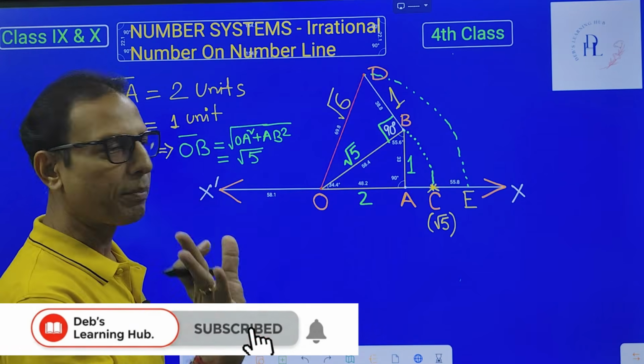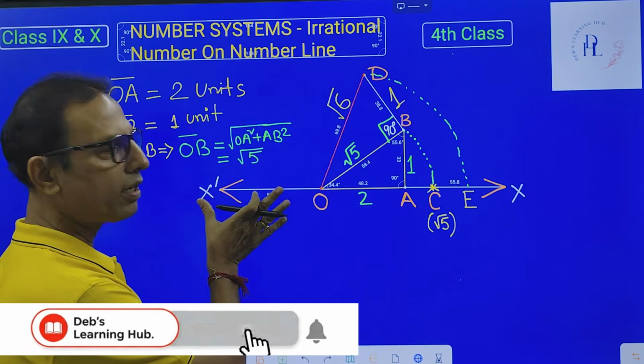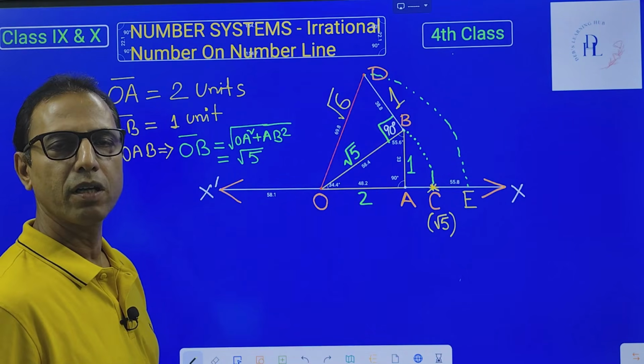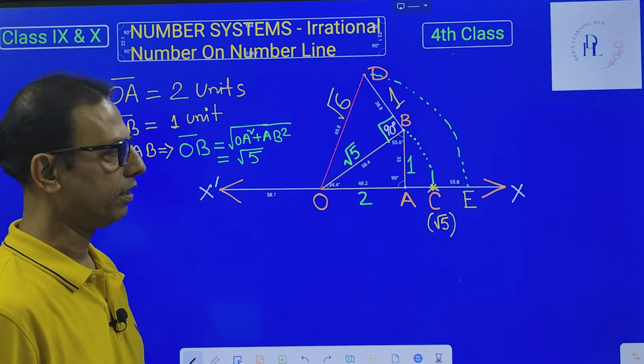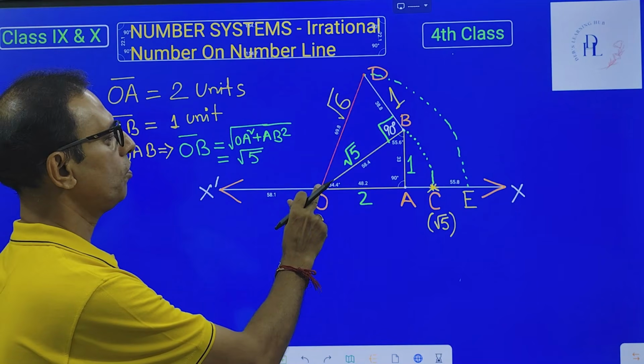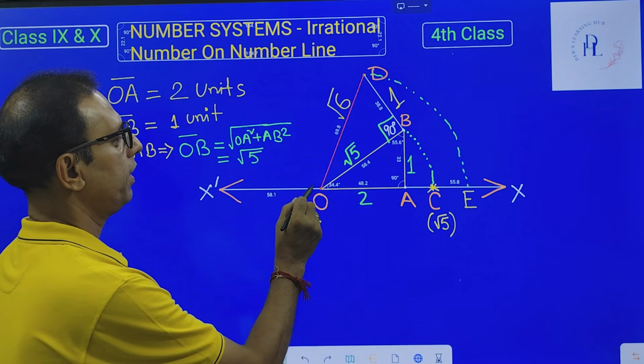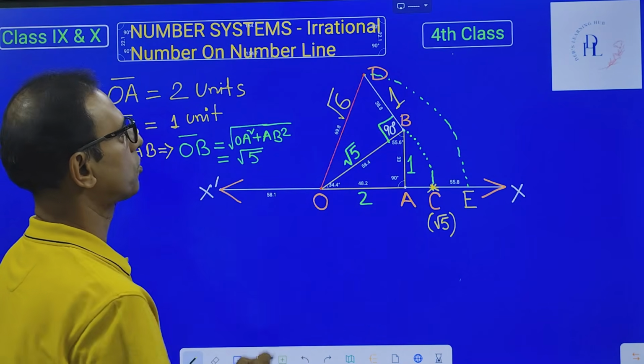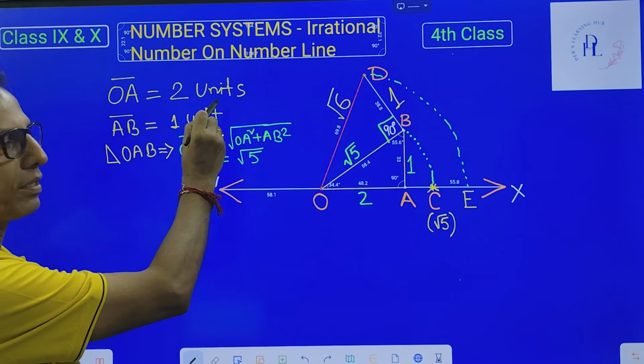जैसे मैं बोल रहा हूँ step by step. So मान लीजिए आपका number line जो है X'X, and O is the origin or in between. Okay. So from O you go 2 units up to A. OA equals 2 units.